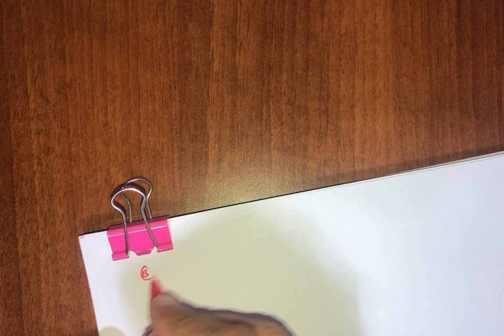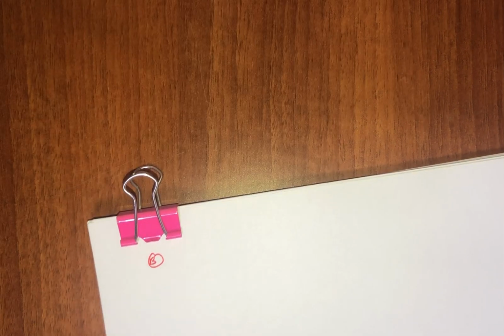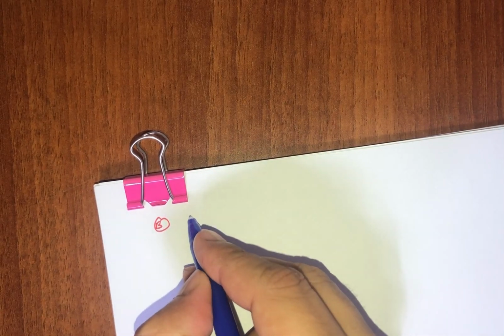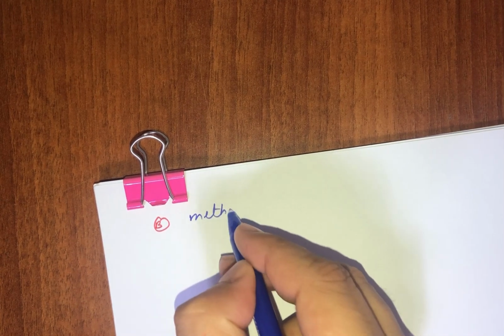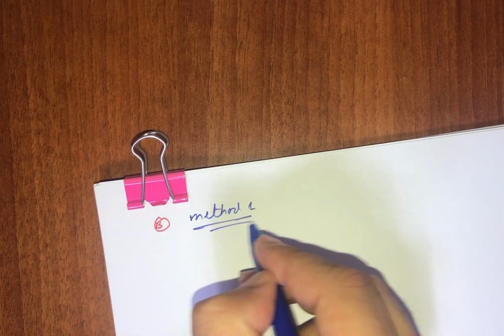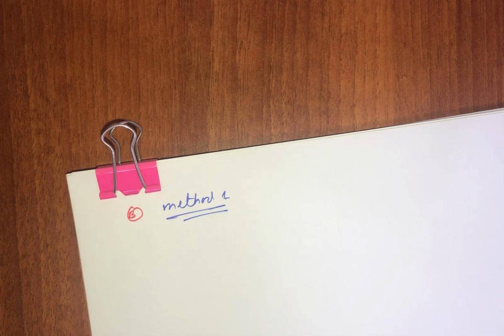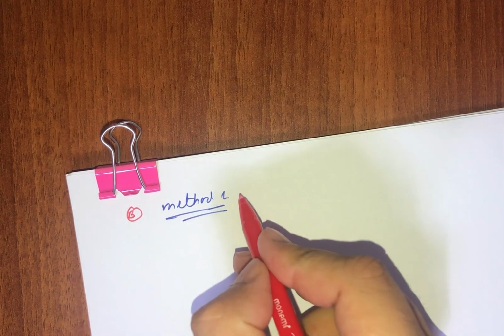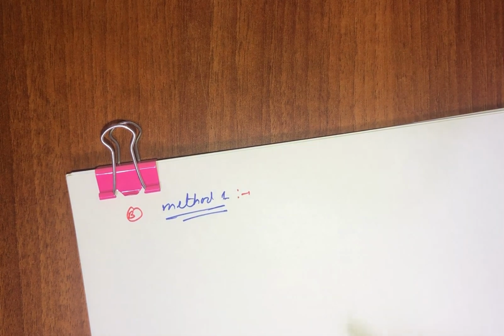Now in the B part, we can use two methods to find out the answer. So let us discuss one by one. In method 1, now it is asked that the boat should be crossing the river at the right angle.